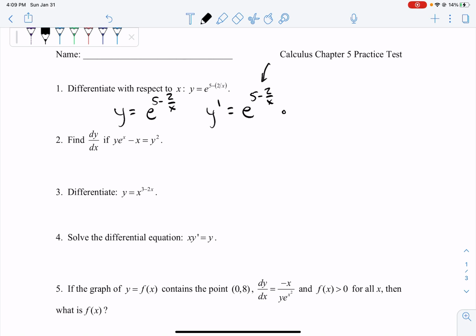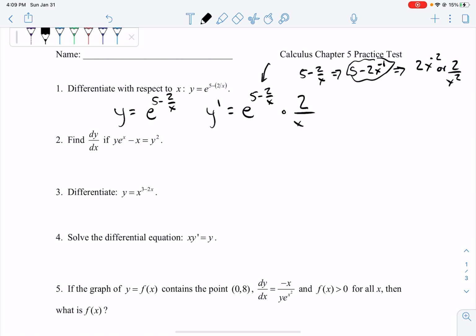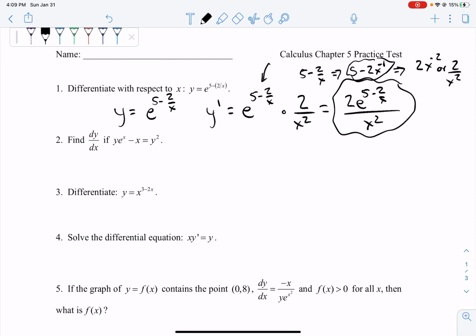So the derivative of the inside, that 5 minus 2 over x, can be rewritten as 5 minus 2 times x to the negative 1. So when you take the derivative of that part, you end up with positive 2 times x to the negative 2, or 2 over x squared. So when I do my chain rule, I got my e to the 5 minus 2 over x, but I've got to multiply by the 2 over x squared. I'm going to rewrite that. Let's put the 2 in front, e to the 5 minus 2 over x, all over x squared would be my final answer.